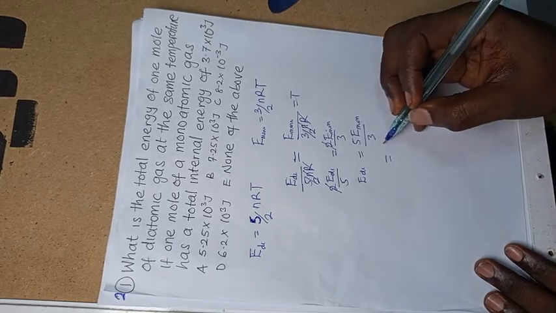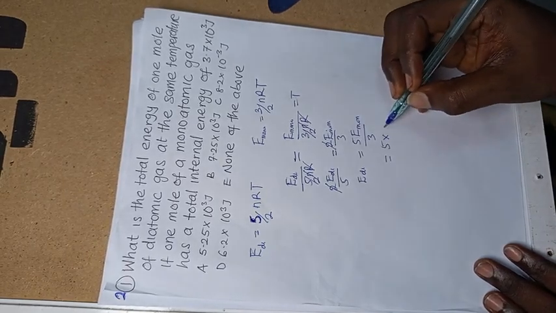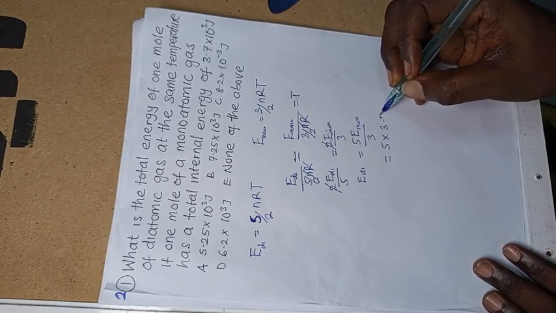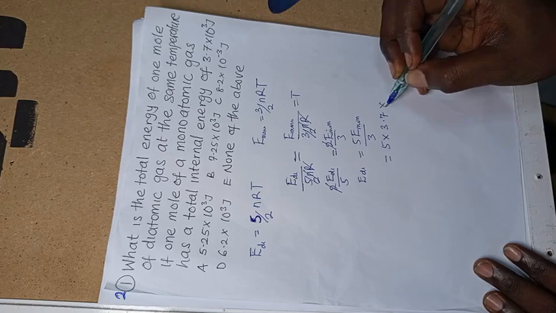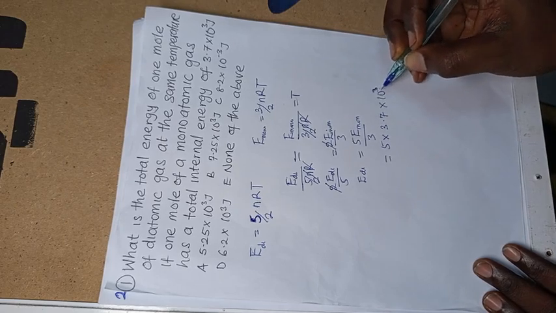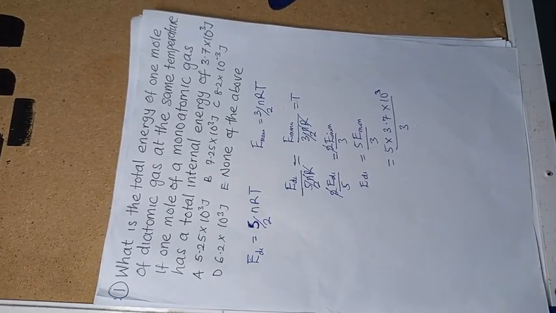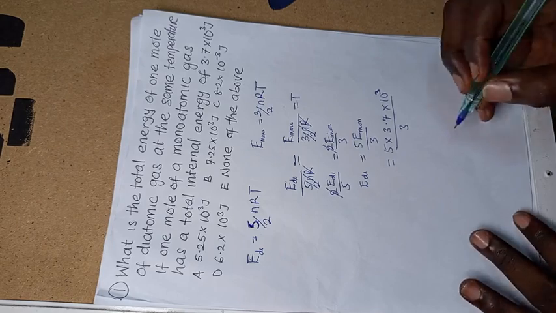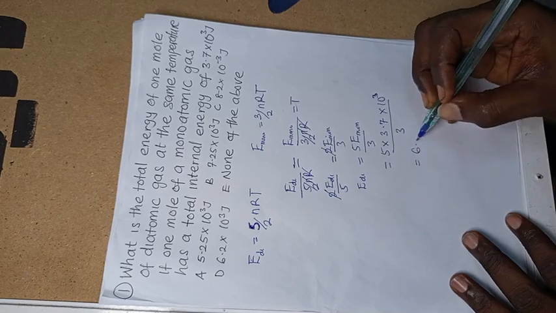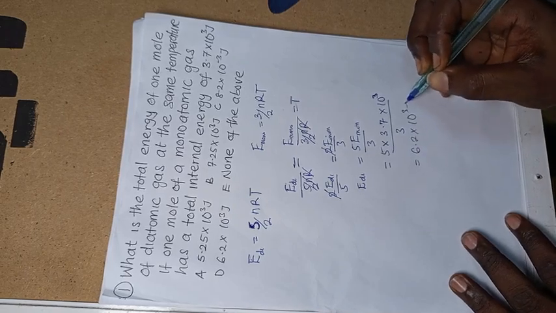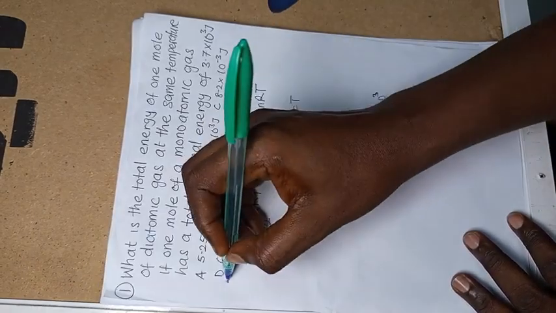So what I want to have is 5 times 3.7 for mono times 10⁻³ divided by 3. So I want to have 5 times 3.7 divided by 3, which will give us 6.2 times 10⁻³ joules. That's option B.